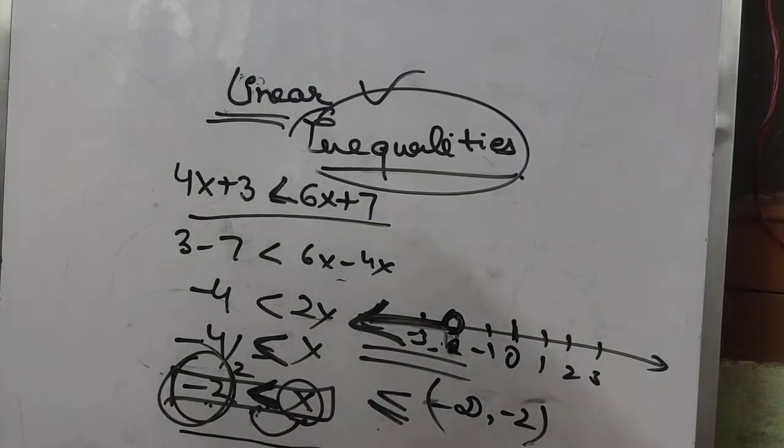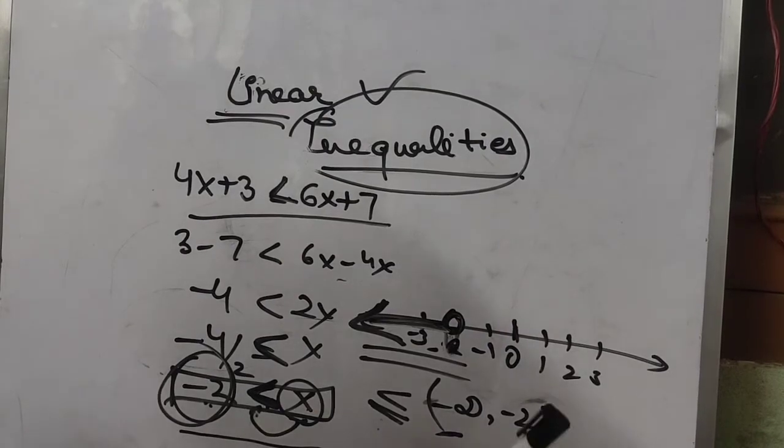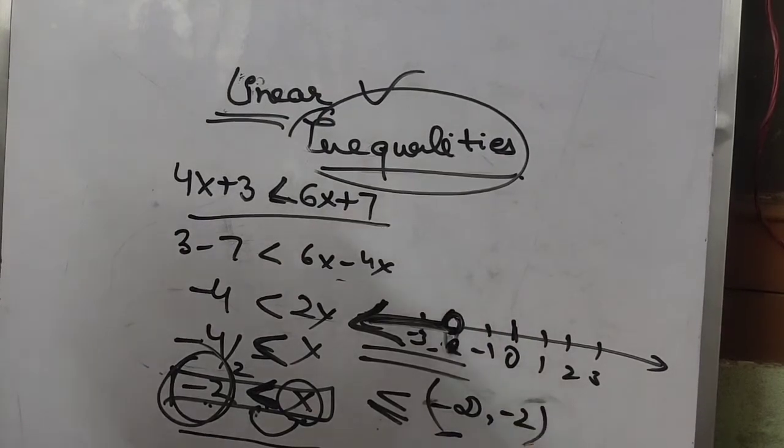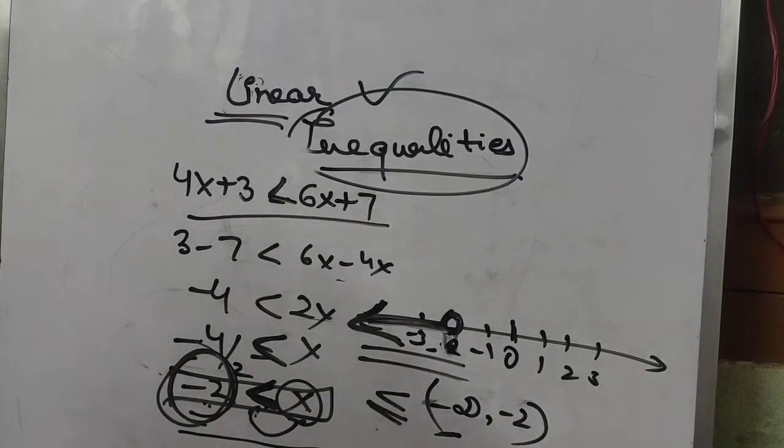Whenever you are talking in terms of infinity, you will take an open interval, but whenever you are talking in terms of any particular digit, you can have an open interval and also a closed interval here. Why closed interval? If you are including the minus 2 value, you will have a closed interval, and if you are not including the minus 2 value, you will have an open interval over here. Okay, so that is how we mark the values.